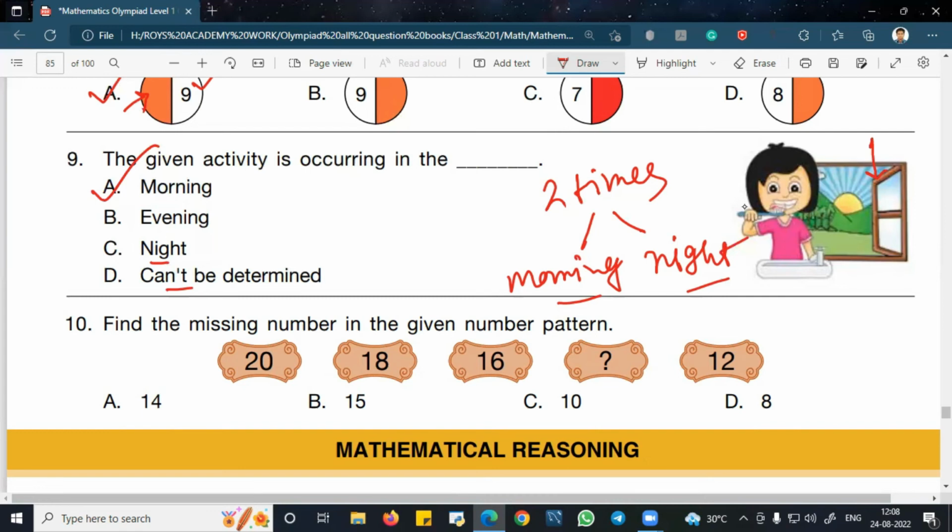Now we have to discuss question number 10. What is it asking? Find the missing number in the given number pattern. Guys, you have to see there are at first 20, then 18, then 16, question mark, and after that 12 is given. So you have to first see what the right answer will be from this pattern.